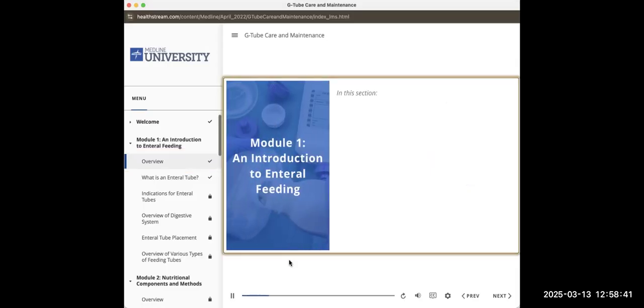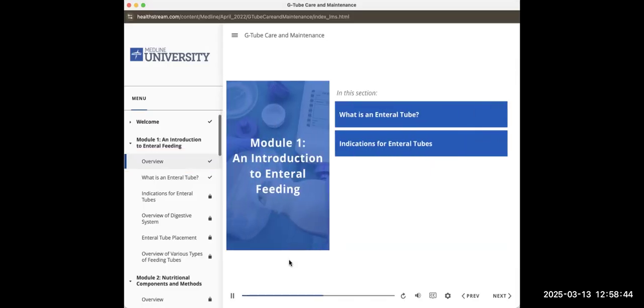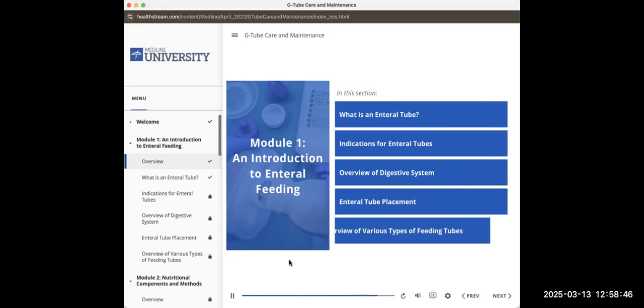In Module 1, an overview on the use of, types of, and indications of enteral tubes are explored.